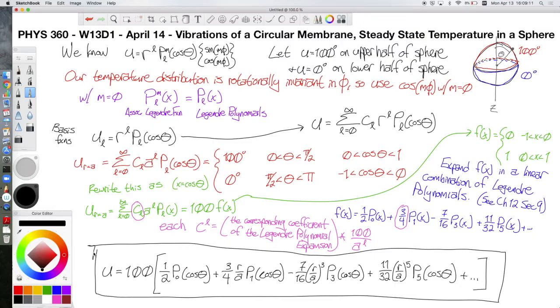Now remember, everything from the previous slide was general. It will work for any steady state temperature in a sphere problem. But this function that I've written now and everything on this slide is all about this particular problem with the boundary conditions and surface temperatures exactly as given here.